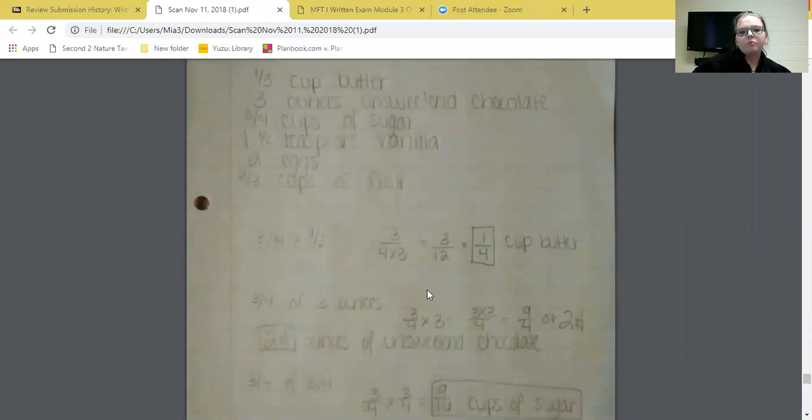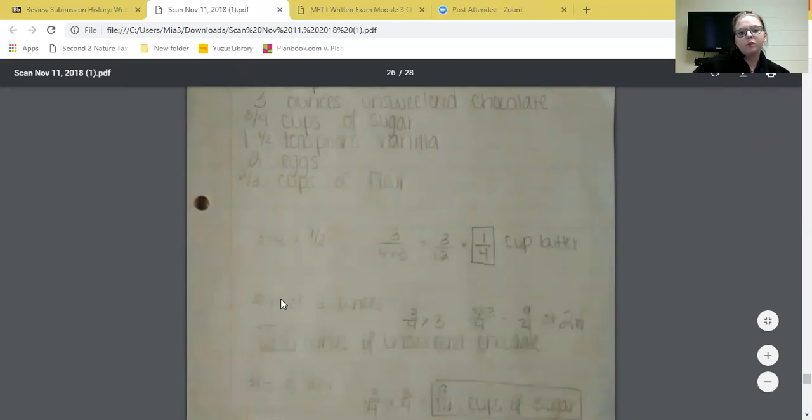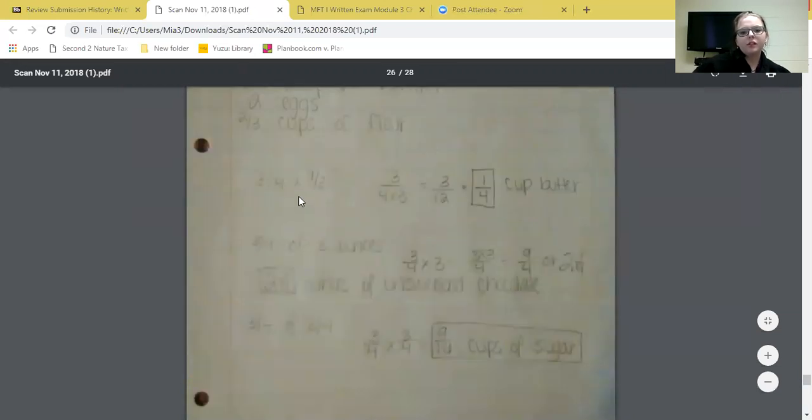1/3 cup of butter. Since we need to cut down, we're looking at 16. So 16 can be 4/4. But we need to make 12, which is 3/4, and that's what we're going to multiply by. So 3/4 times 1/3 equals 3/12 or 1/4 cup of butter. And so that's going to be the new ingredient measurement we're going to use.